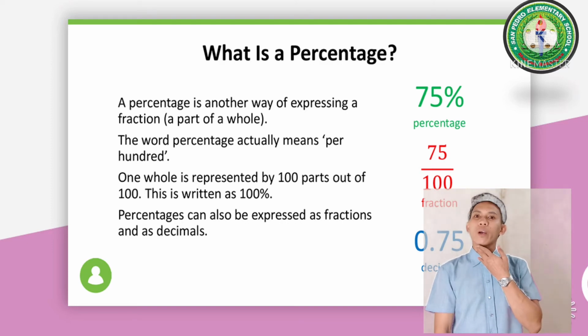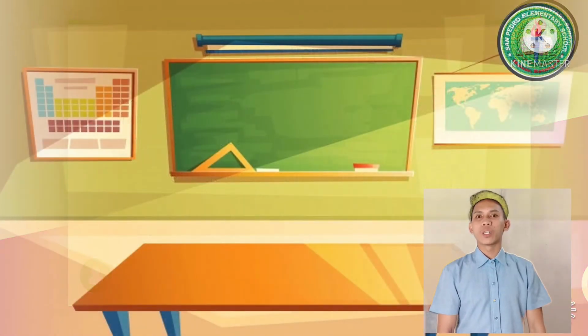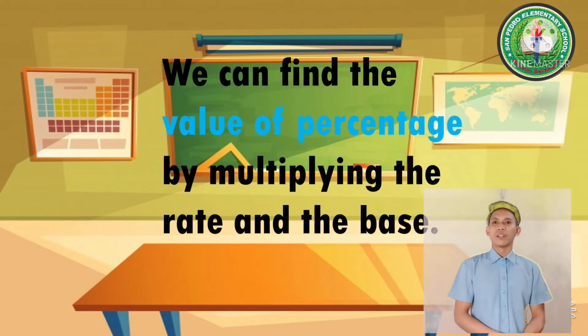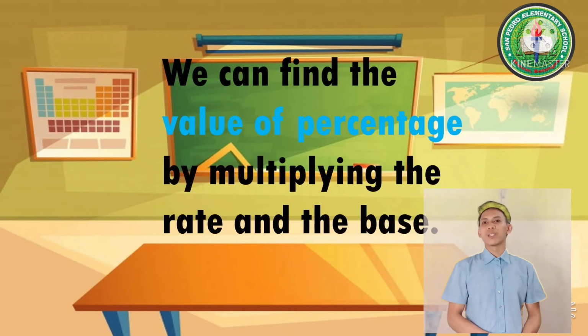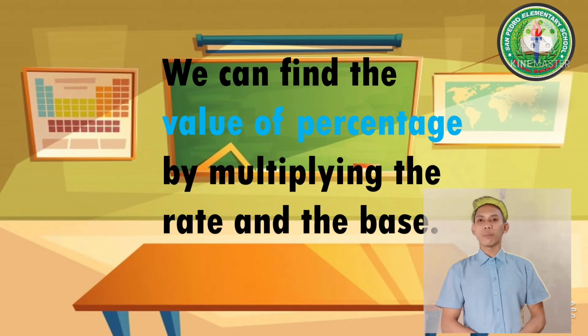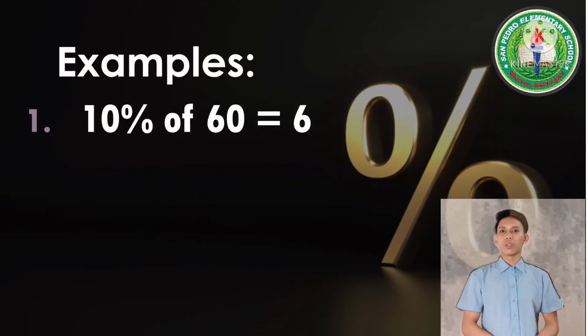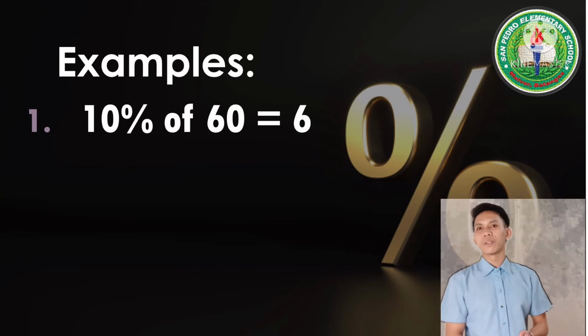And then we can find the value of percentage by multiplying the rate and the base. Let's have some examples. Number 1, 10% of 60 is equivalent to 6. So what do you think will be our percentage?